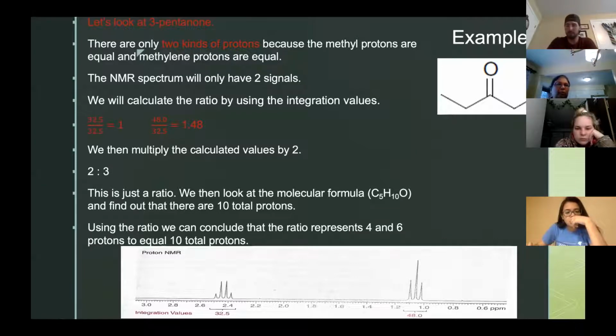And luckily for this example, the molecular formula is given. So there, we can compare the ratio to the number of protons found in the actual compound. So there's 10 protons. So we can conclude that there's 4 of one kind and 6 of another kind to equal 10, because it follows the ratio as well. Right.